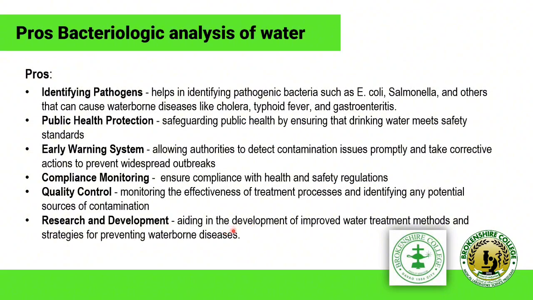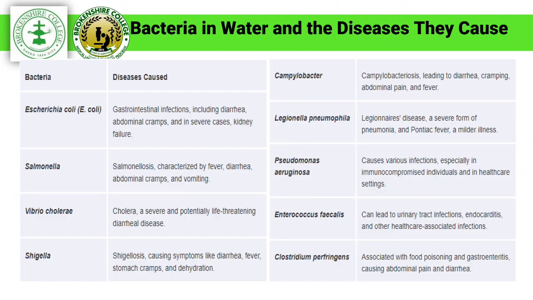Research and development, aiding in the development of improved water treatment methods and strategies for preventing waterborne diseases. So here are the bacteria sa water and the disease they cause. So Escherichia coli, Salmonella, Vibrio cholerae, Shigella, Campylobacter, Legionella pneumophila, Pseudomonas aeruginosa, Enterococcus faecalis, and Clostridium perfringens. So as you can see, mostly ani is gonna cause bacteria, abdominal cramps.